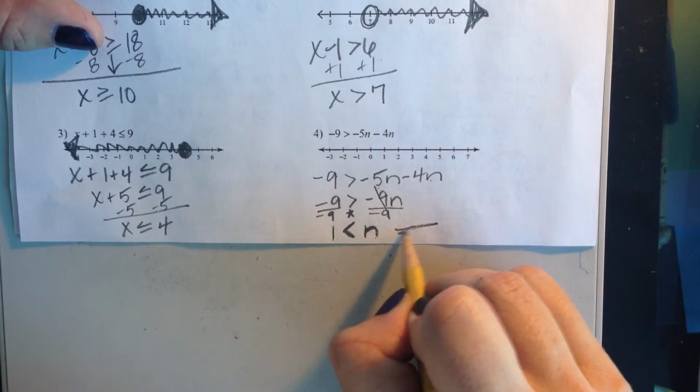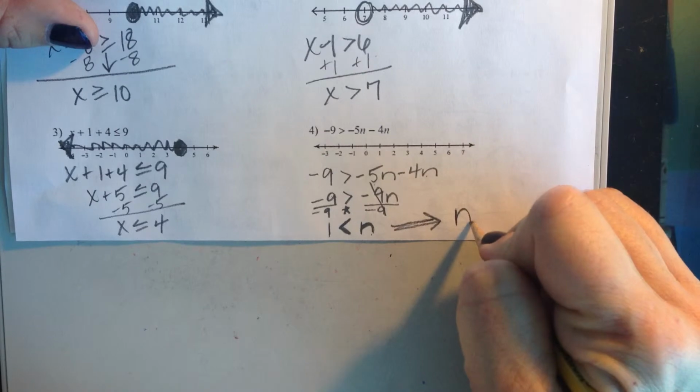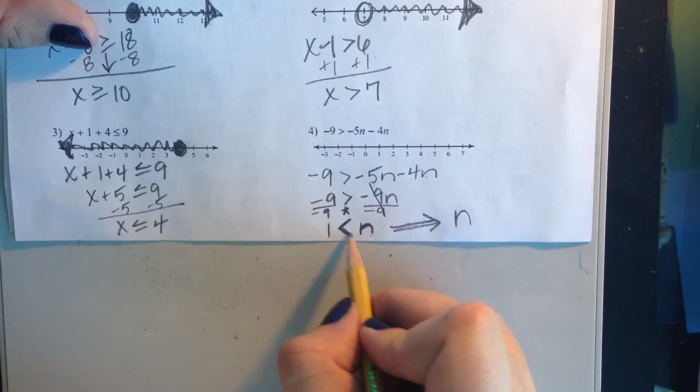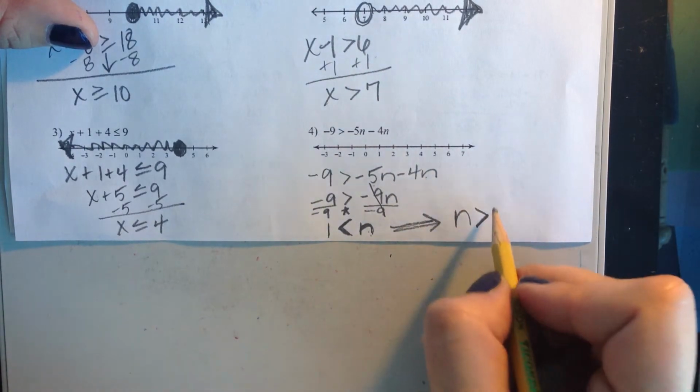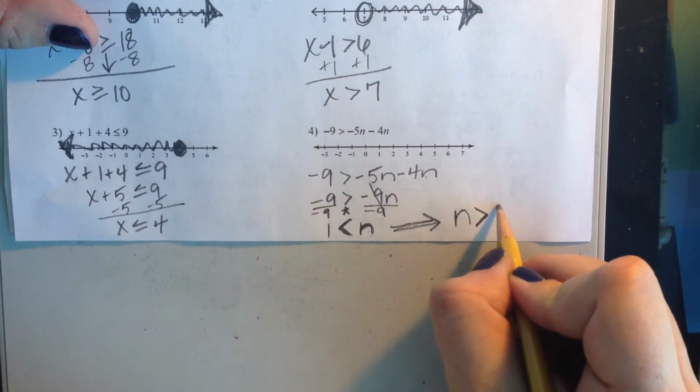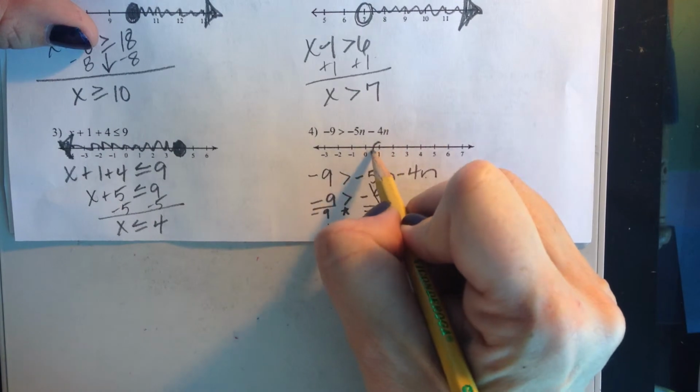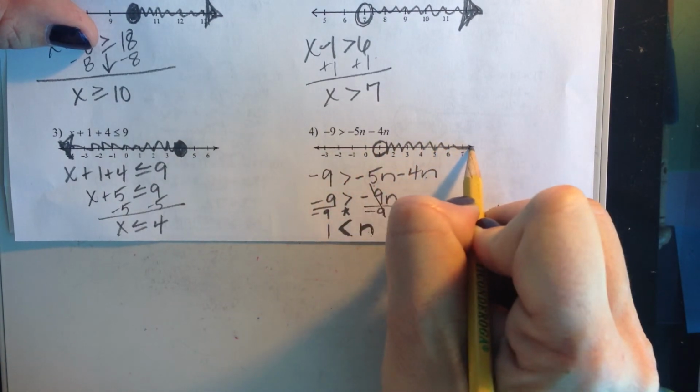When I want to go graph this, though, I like to rewrite this. I like that variable to come out front. And since the mouth of the inequality is open to the variable, I'm just going to flip it around. It's almost like I'm doing a mirror image of what I had. N is greater than 1. Open circle, everything to the right is shaded.